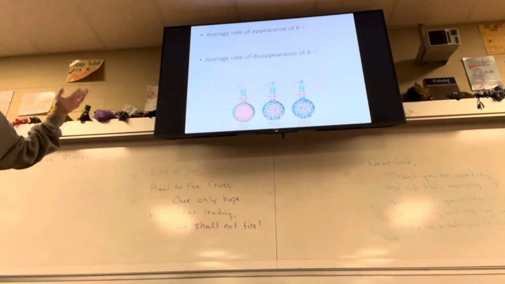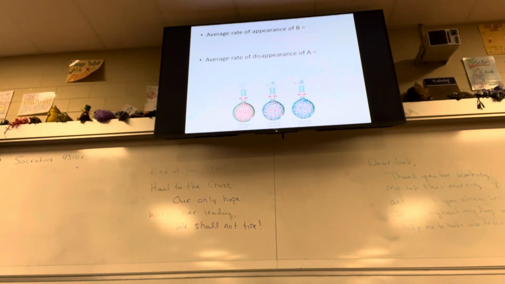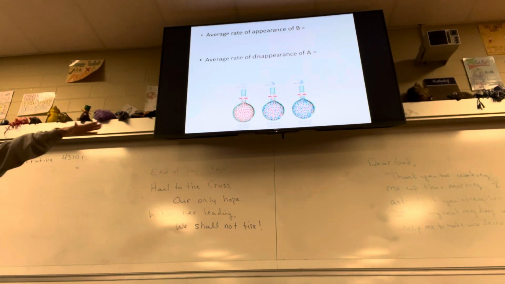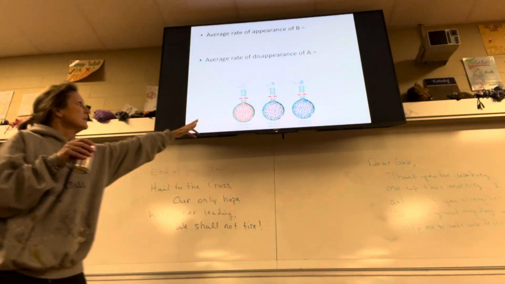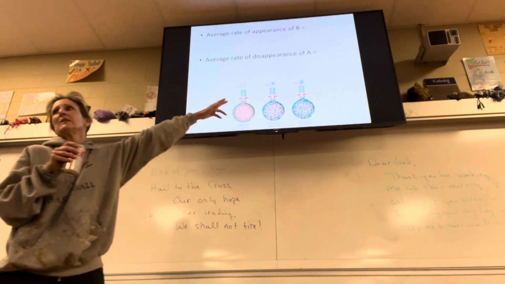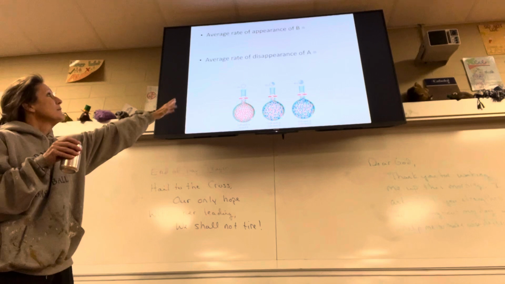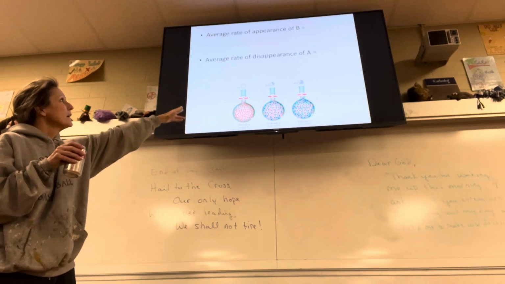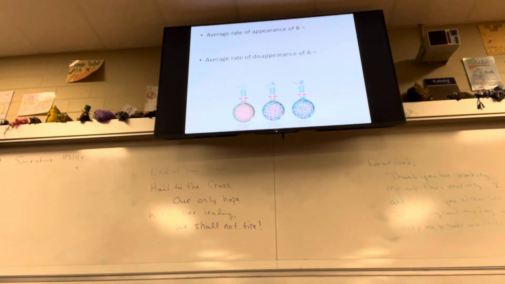Okay, so luckily we did accidentally start these the other day, so we'll just pick up where we left off with looking at actually using data to calculate the rate of either the appearance of B, the product, or the disappearance of A, the reactant.